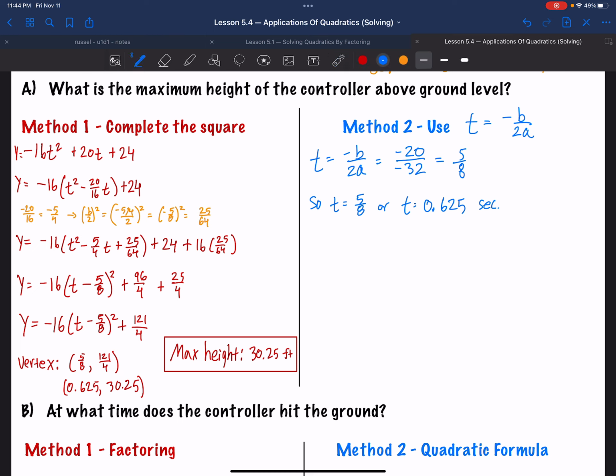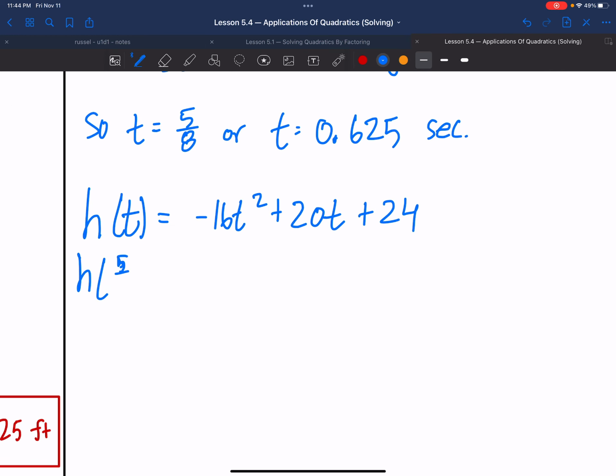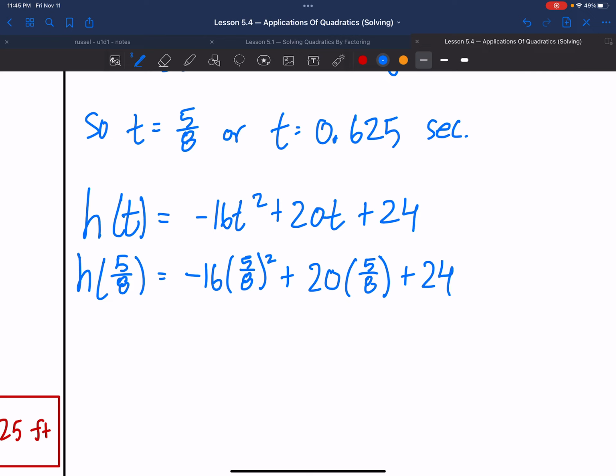So if I plug this in, if h of t equals negative 16t squared plus 20t plus 24, then I say h of 5/8. Let me zoom in here. We don't need to be that far out now. h of 5/8 equals negative 16 times 5/8 squared plus 20 times 5/8 plus 24.